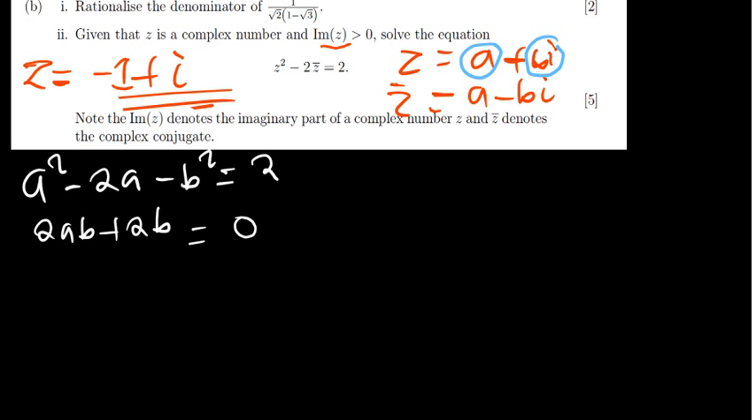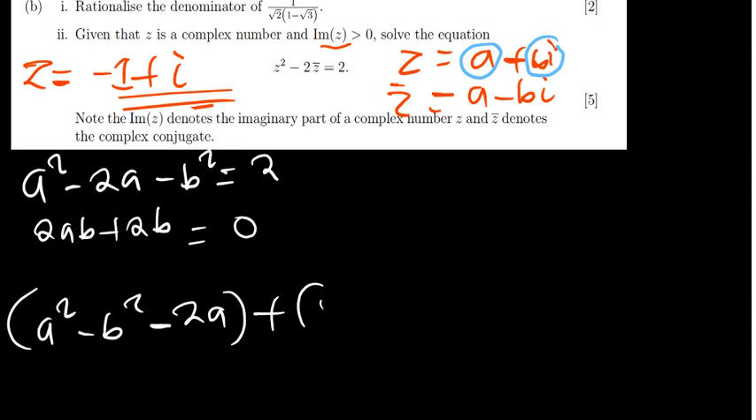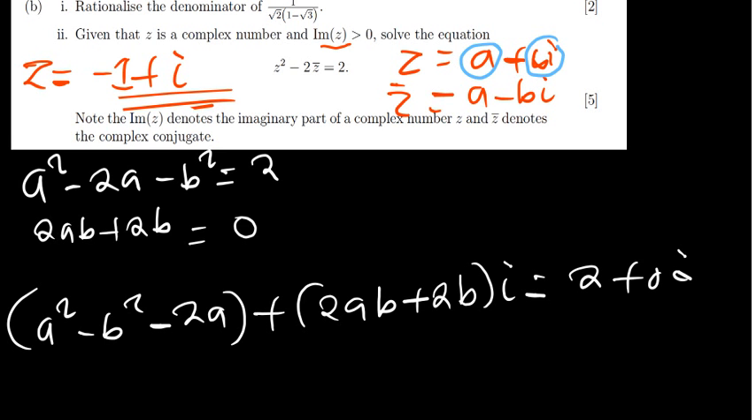On the second equation, where has the i gone to? Okay, so let's start from here. The overall equation was a squared minus 2a minus b squared minus 2a, then we had plus 2ab plus 2bi equal to 2. Initially this is 2 plus 0i. We're okay there, right?